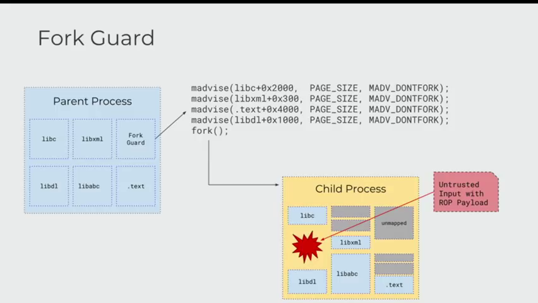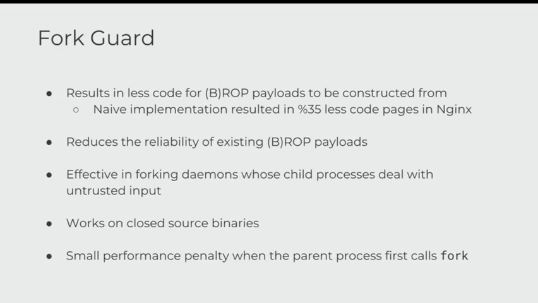And so in the child process, if you were to use an untrusted ROP payload or try and use a BROP technique, you would basically just crash because those pages aren't mapped anymore, because the child process doesn't actually need them. So for me, this was a pretty big win. The naive implementation, which only took about a week to write, resulted in like 35% less code pages in Nginx. It makes blind ROP take way longer, like an order of magnitude longer, and you never actually get the full binary off of the system because it's been unmapped from the process you're exploiting. And it works on closed source binaries too, which is pretty cool.